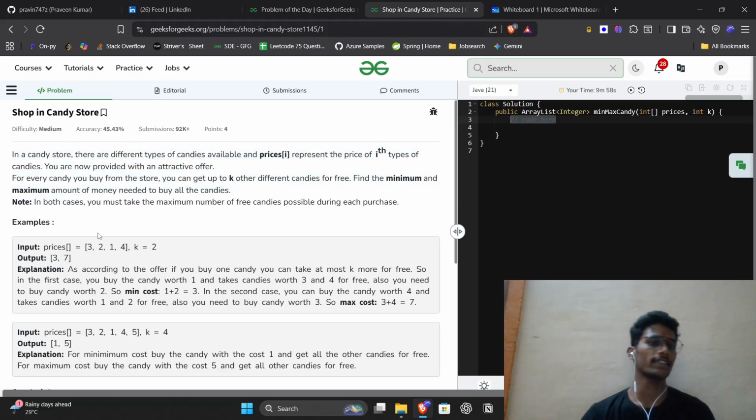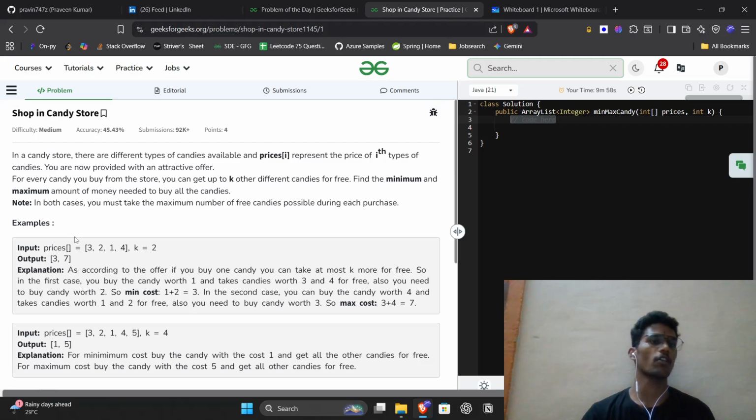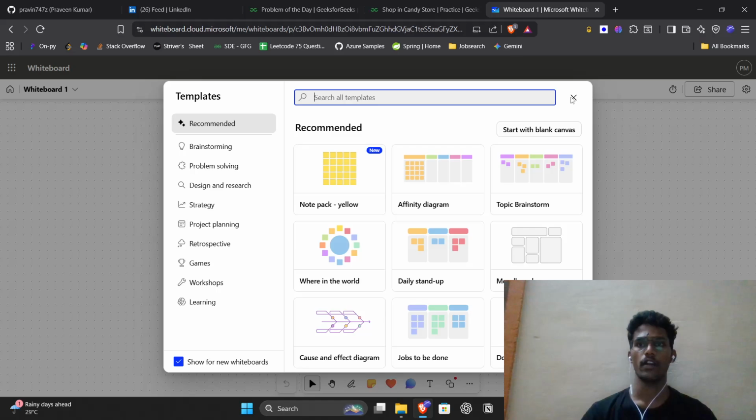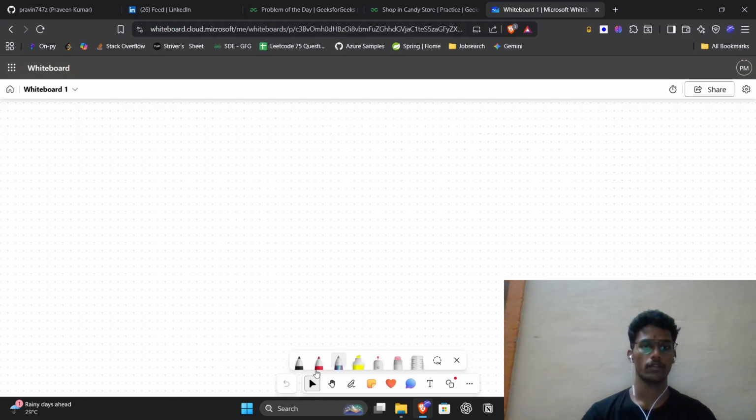The first test case: the prices array represents the different types of candies with respect to their price. You can see the zeroth type of candy costs me 3 rupees, the first type of candy costs me 2 rupees, this one costs me 1 rupee, and the last one costs me 4 rupees. Now the question is, wait a minute, let me move to the whiteboard.